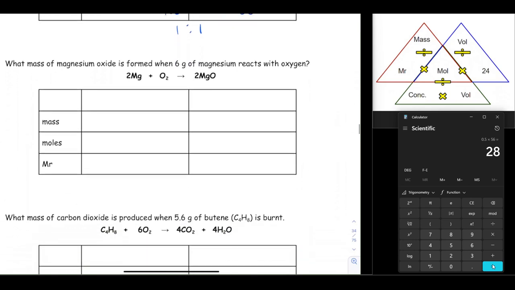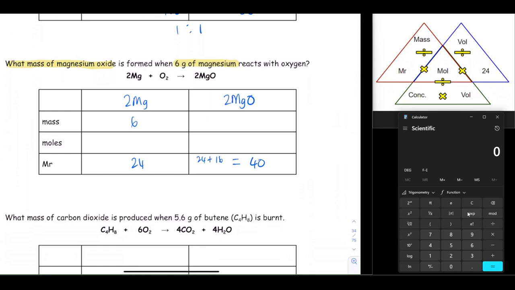Here's another one. What mass of magnesium oxide is formed when 6 grams of magnesium reacts with oxygen? So I'm looking for the mass of magnesium oxide when 6 grams of magnesium reacts with oxygen. So I need to put my magnesium in here, 2 Mg, and I need to put my 2 MgO for magnesium oxide. I've got 6 grams of magnesium. Magnesium's MR is 24. Magnesium oxide is 24 plus 16. That gives me 40.